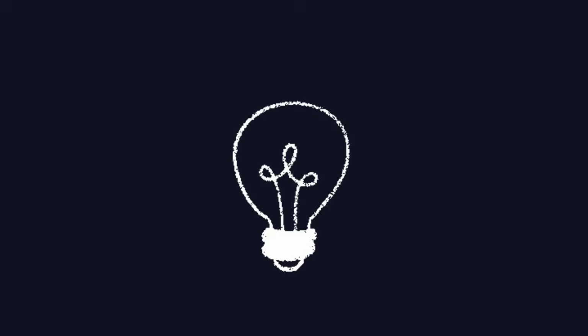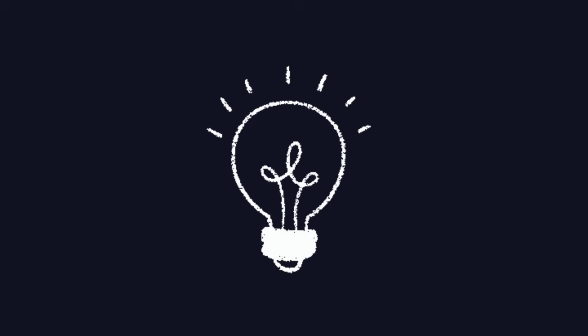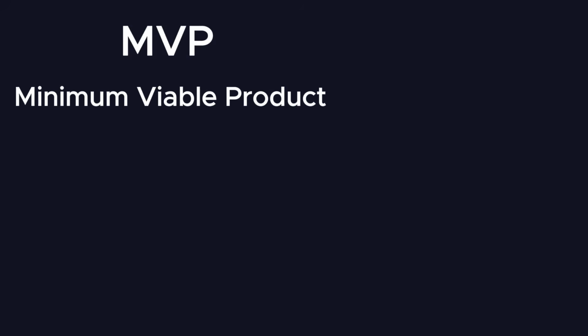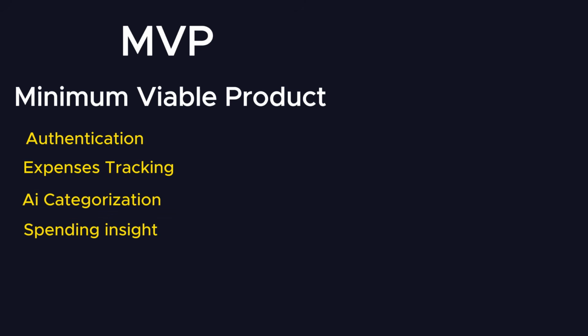One important thing I want to be transparent about. What we built today is an MVP, a minimum viable product. It works, it's deployed, it's real. But it's the foundation, not the finished product. Right now, it has authentication, expense tracking, AI categorization, and spending insights. But there's a lot more you could add.